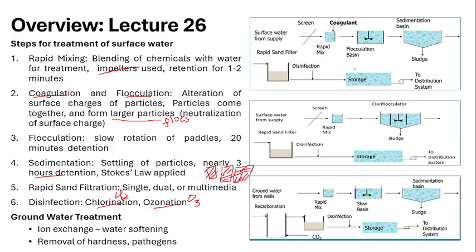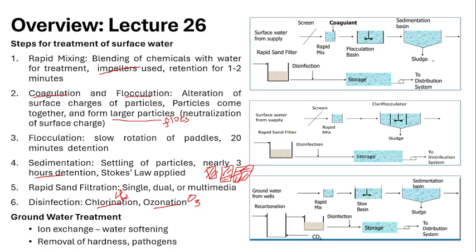If you see this one, this is the schematic representation of the treatment of surface water. Here the surface water is supplied, and the first step is screening. Screening removes all the larger particles. This is a pre-treatment. Then comes the rapid mixing tank. In this tank, we are adding the chemical, a coagulant like alum. We add it to the tank, so it is mixed, and then it is passed to the flocculation basin. In this basin, the paddle is slowly rotated, and then the particles are allowed to pass through the sedimentation basin.